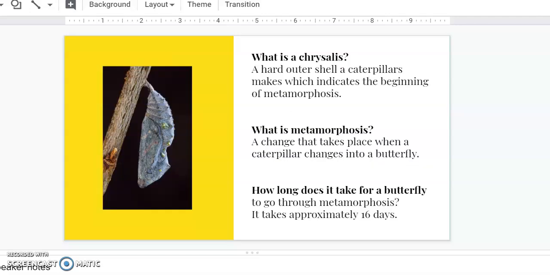Hopefully you came up with these answers. A chrysalis is a hard outer shell that a caterpillar makes, which indicates the beginning of metamorphosis. A metamorphosis is a change that takes place when a caterpillar changes into a butterfly. And it takes about 16 days for a butterfly to go through metamorphosis.